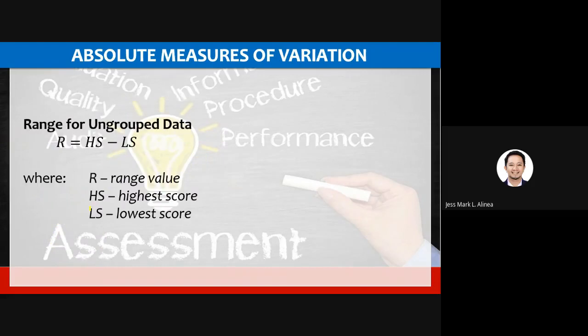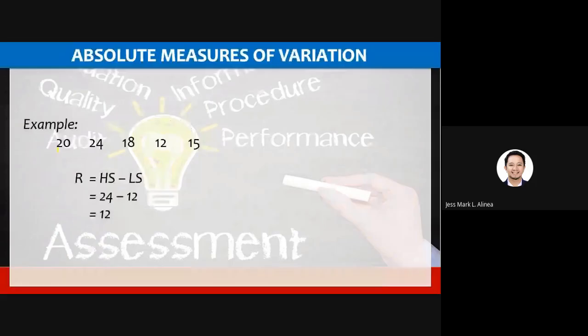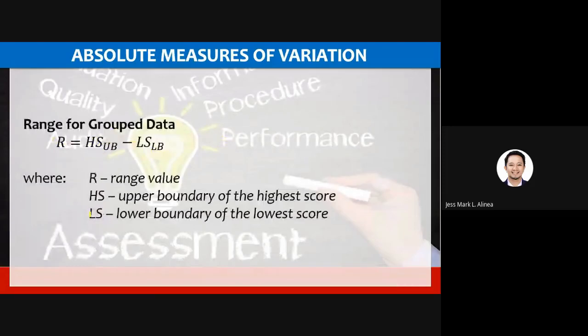Okay? So for the range of ungrouped data, ay very madali lang. It's the highest score minus the lowest score. So if this is the set data, highest is 24 and the lowest is 12. That's 24 minus 12. 12 is your range. Okay. For the group data, we subtract the lower boundary of the lowest score from the upper boundary of the highest score.